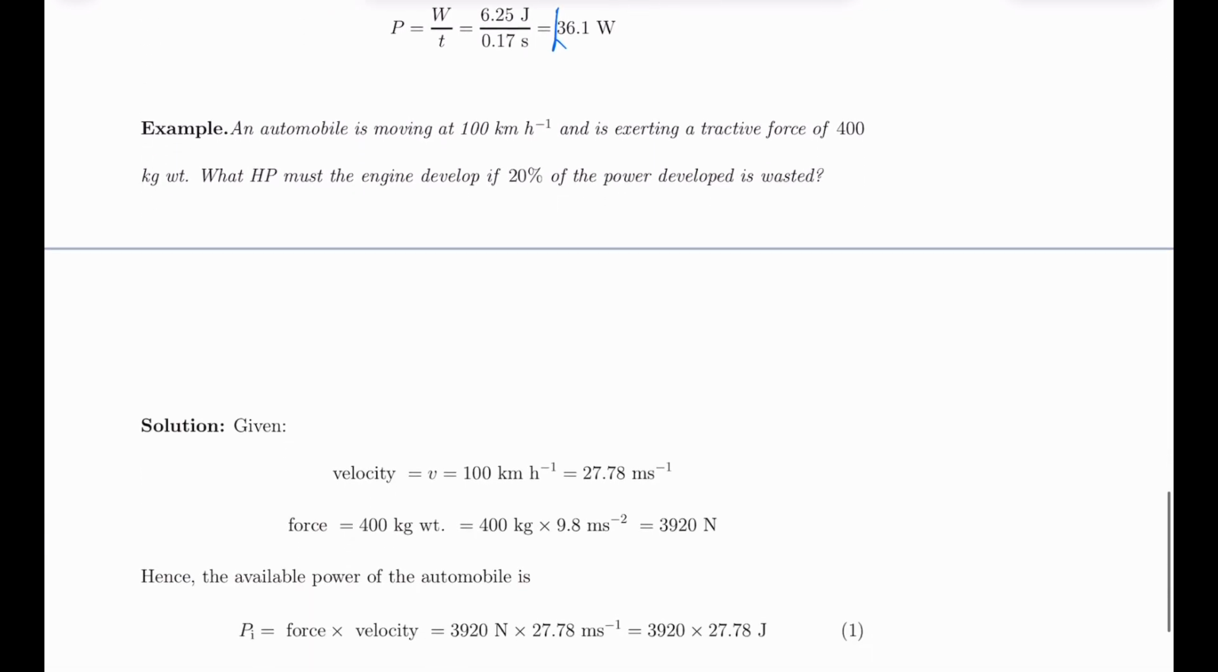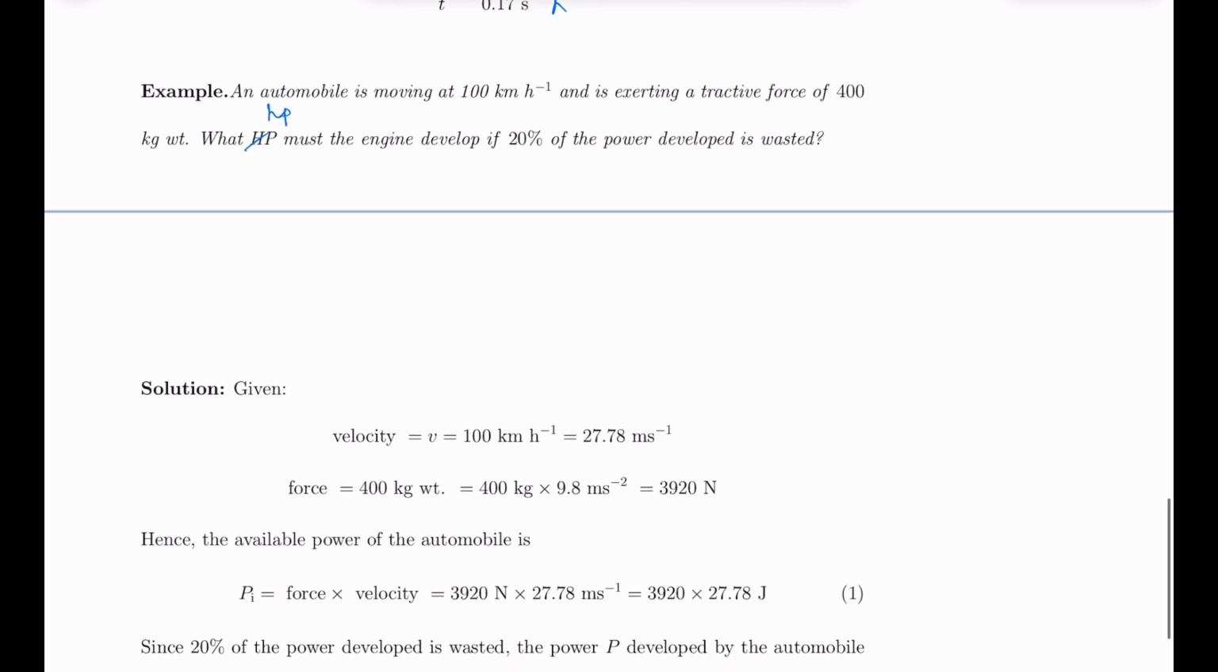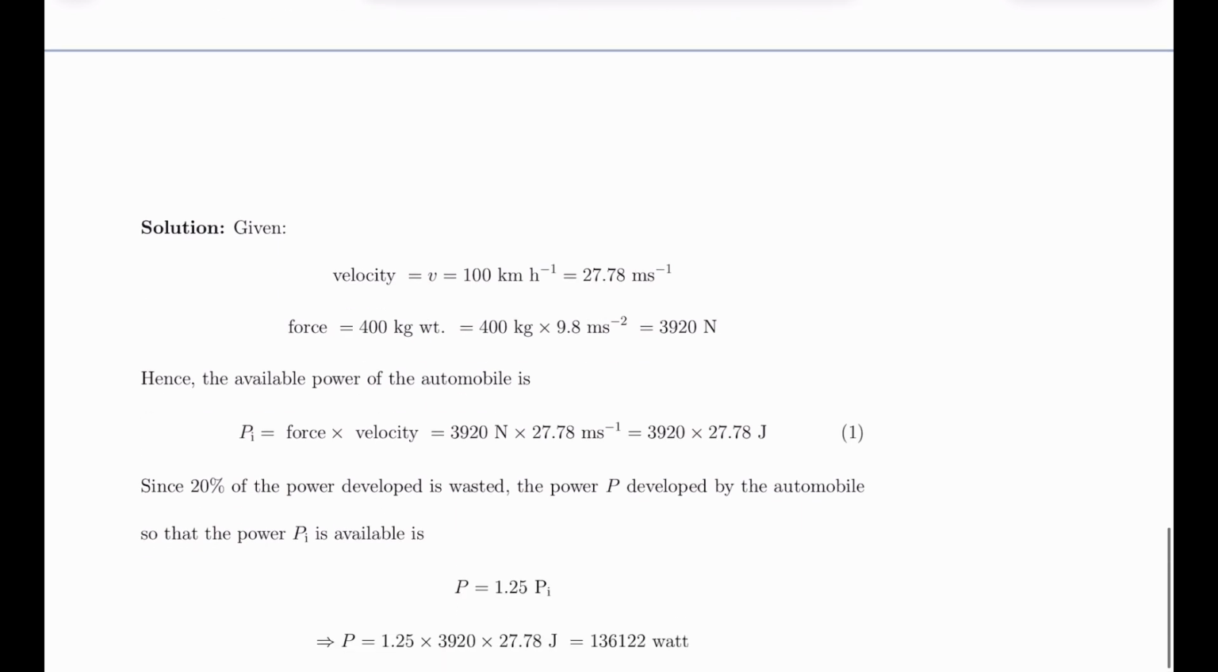An automobile is moving at 100 km per hour and is exerting a tractive force of 400 kilogram weight. What horsepower must the engine develop if 20% of the power developed is wasted? ऑटोमोबाइल है वो 100 किलोमीटर पर आवर की स्पीड से चल रही है और फोर्स कितना लगा रहा है? 400 किलोग्राम वेट. सवाल ये है कि यदि 20% पावर डेवलप का वेस्ट हो जा रहा है तो बताइए इंजन कितना पावर डेवलप कर रहा है.